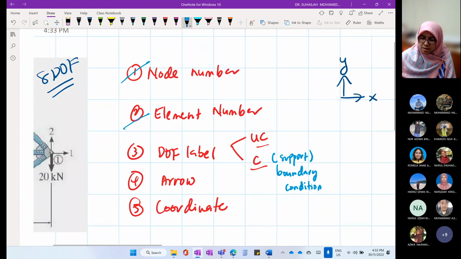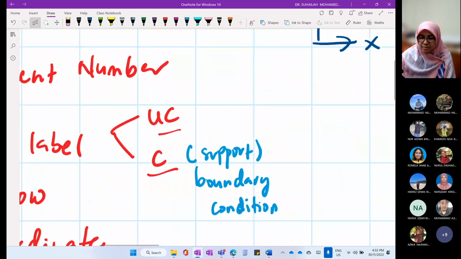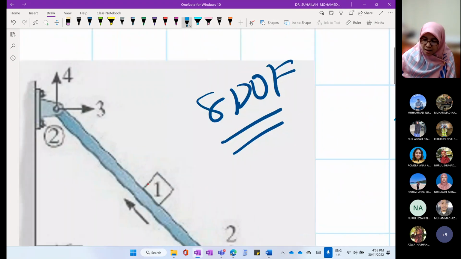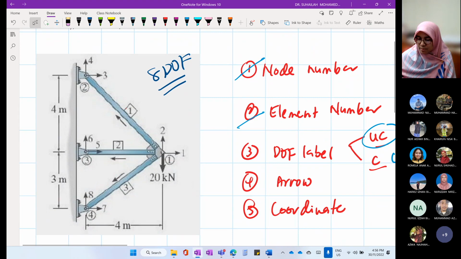So we will label number 1, which must start from unconstrained. Label 1 to 8 because there are 8 degrees of freedom. So we will label 1 until 8: 1, 2, 3, 4, 5, 6, 7, 8. And we will label starting from unconstrained first, then only followed by constraint.